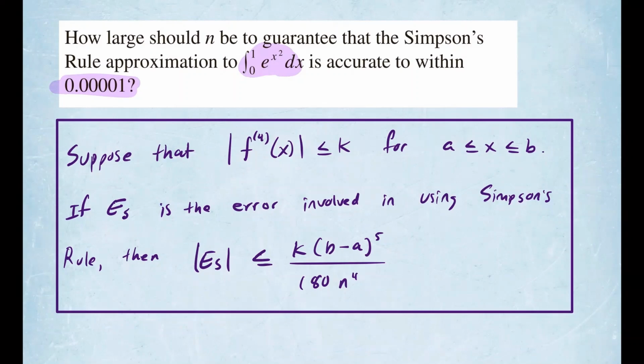Suppose the fourth derivative is, in absolute value, less than or equal to some k on the interval a to b. If E sub s is the error involved in this approximation, which we're calling Simpson's rule, then the error in absolute value is less than or equal to this expression right here. We've got k, which happens to be the maximum value of the fourth derivative of the given function, and then (b minus a) to the fifth power over 180 times n to the fourth power. So let's figure out what our k value is, and then everything else will be super easy.